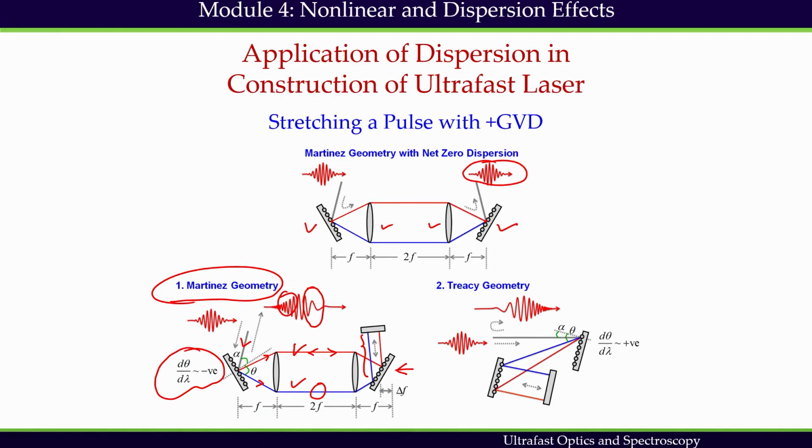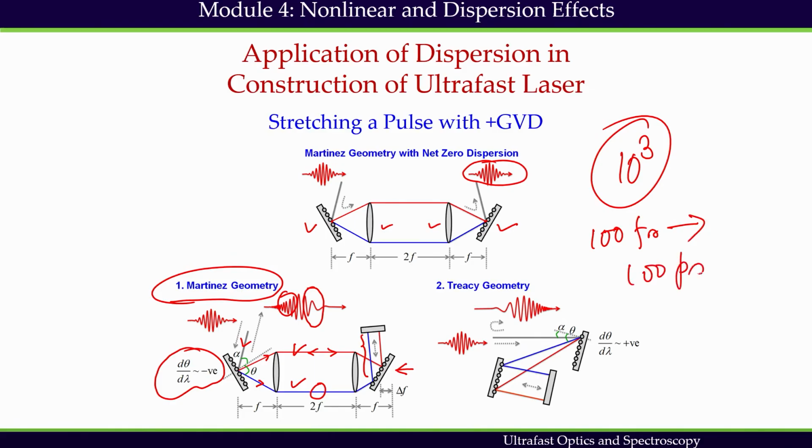When we are doing the stretching with this kind of grating configuration, one can achieve a 10 to the power 3 factor of stretching in the pulse, which means that a 100 femtosecond pulse can be stretched to a 100 picosecond pulse with the help of this kind of configuration. No material can induce this order of 3 factor of stretching due to the dispersion effect. We have seen that quartz is going to be almost 40 femtosecond square per mm. That's very small.